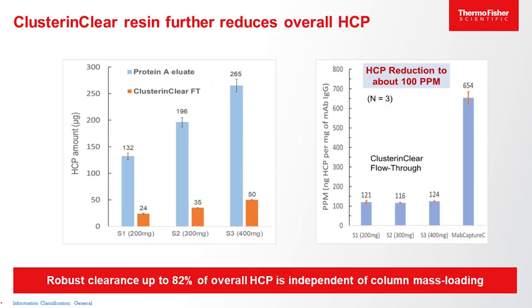When you look at the overall host cell protein amount, we see more or less a similar trend. We are able to remove and clear up to 82% of the overall host cell protein. This is a very interesting clearance, which made us very enthusiastic. And in terms of ppm, we are able to reduce it to the order of 100 ppm, which shows the robustness of the performance.